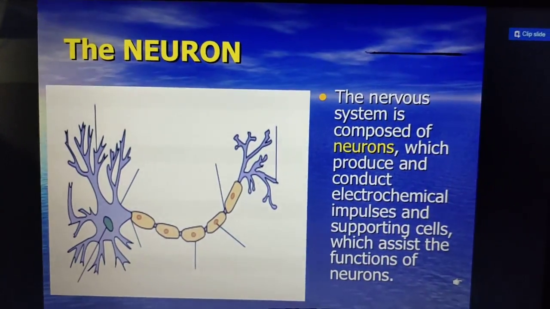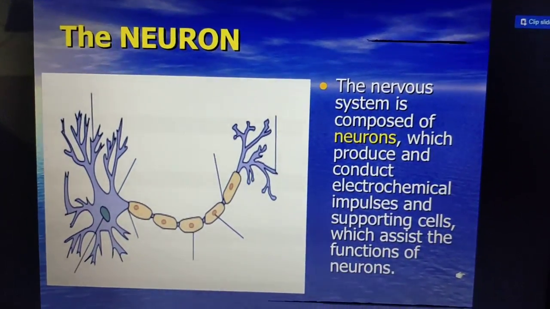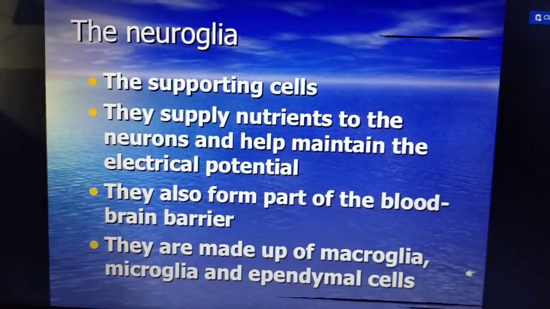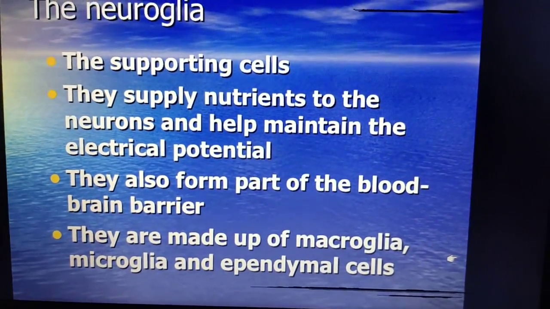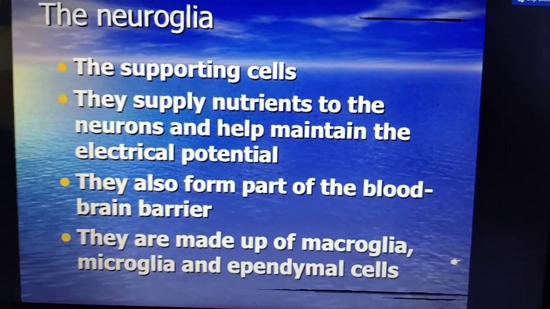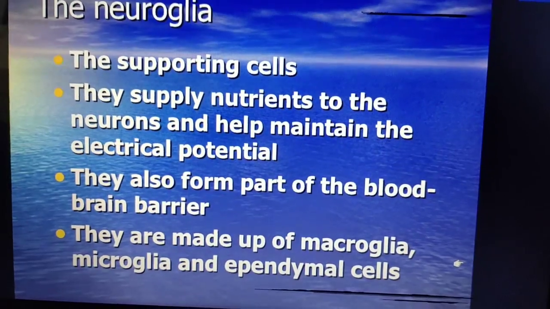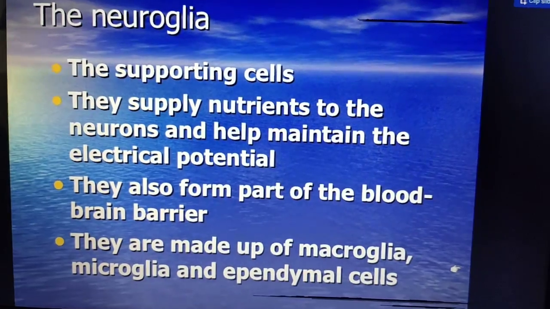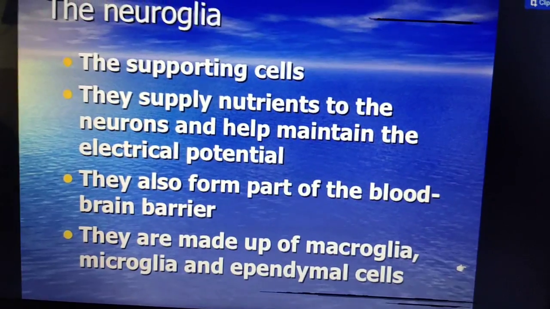Then the nervous system is composed of neurons, which produce and conduct the electrochemical impulses, and supporting cells, which assist the function of the neurons. Then we'll see what is meant by neuroglia. What is neuroglia? Neuroglia are the supporting cells. They supply the nutrients to the neurons and help to maintain the electrical potential. They also form part of the blood-brain barrier. Next year you will see what is meant by the blood-brain barrier, in the second year, but you should know what neuroglia is. Simply say neuroglia are supporting cells to the neurons. That's enough.